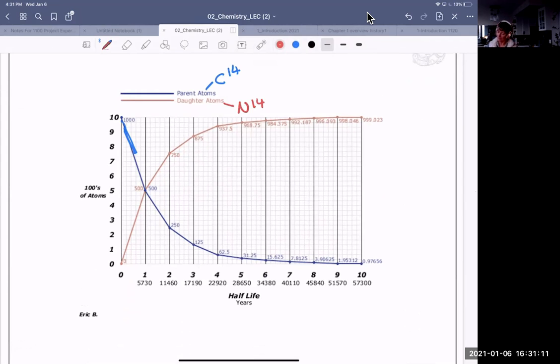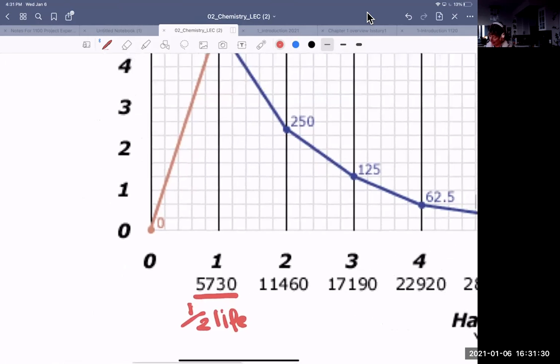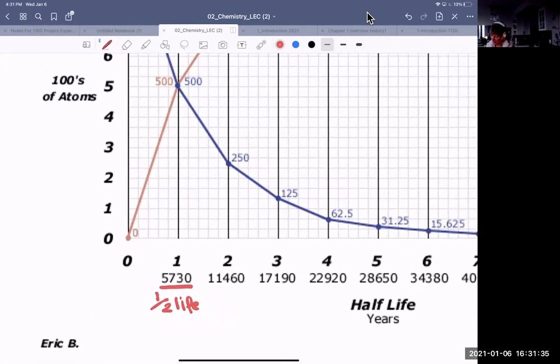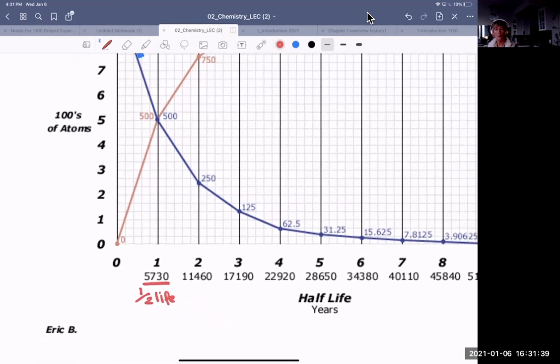Well, there's a very specific duration for this decay. Half of the sample will decay in 5,730 years. That is one half-life. So after another half-life, you just double 5,730. After 11,460 years, that sample will have decayed by half again.